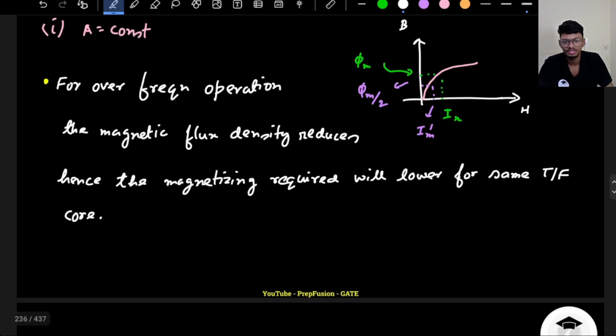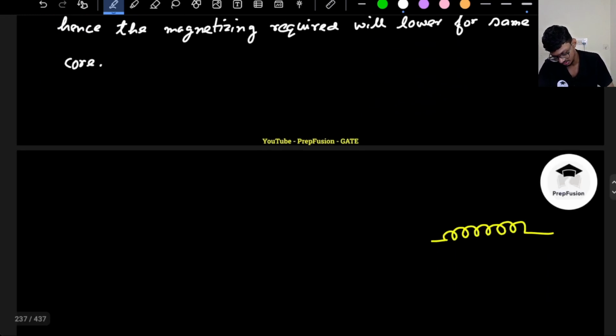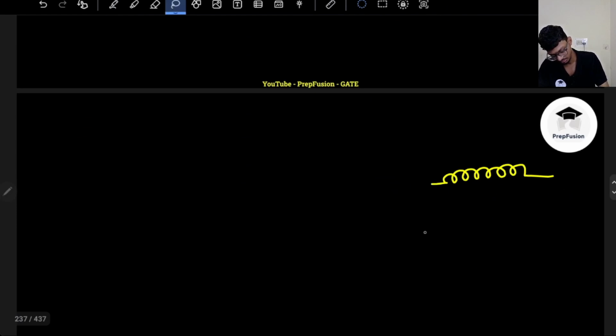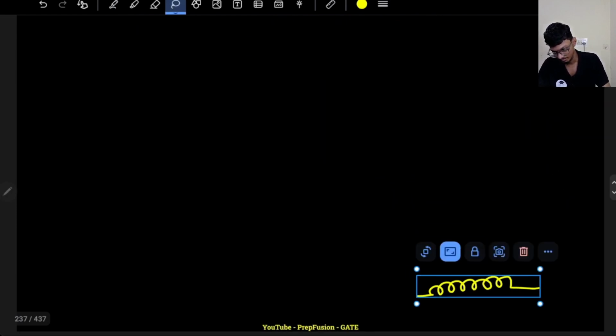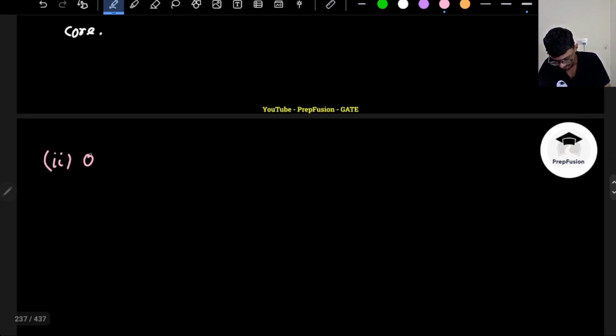Now if you want to keep the flux density constant, there is an advantage. I want my flux density to be constant. What will be the advantage that I will get? I will tell you. Let's say I want my Bm to be constant.